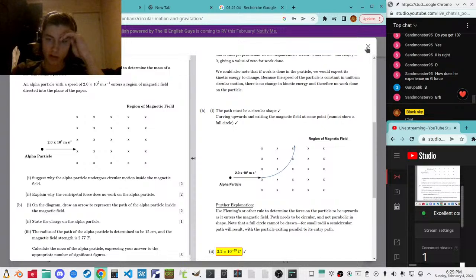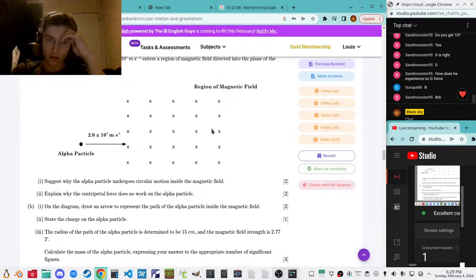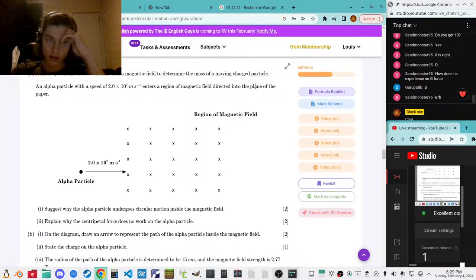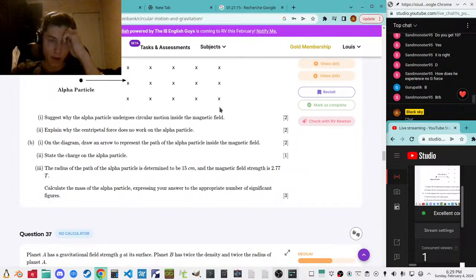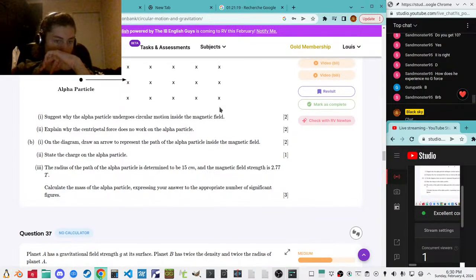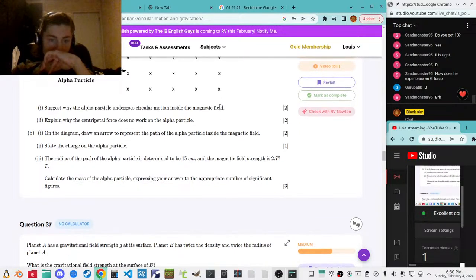Oh, exiting the magnetic field. Why can't I do a full circle? How do you know? Does it say? Oh, it's a spectrometer. It's also a spectrometer. State the charge of an alpha particle. Plus 1. No, plus 2, because it's 2 protons and 2 neutrons.